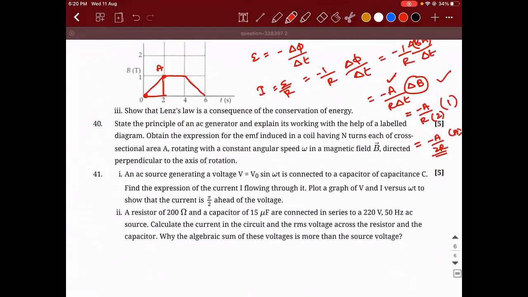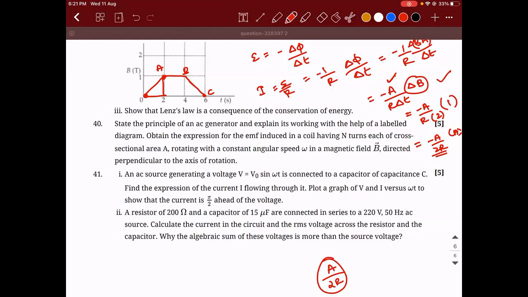Between A to B, induced current is 0 because there is no change of flux. Whereas between B to C, what will happen? It will be the same value, but it will be positive, A divided by 2R. That's it. Okay, sir. Okay.